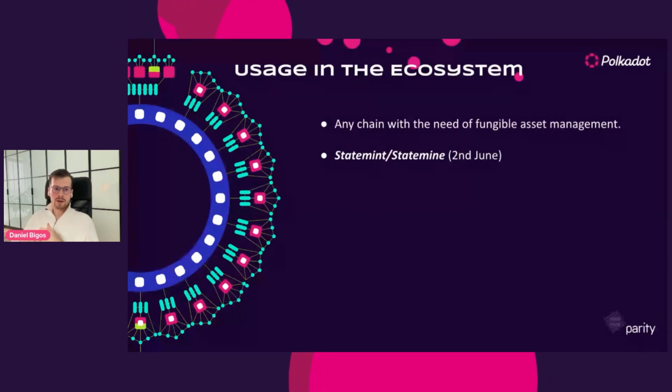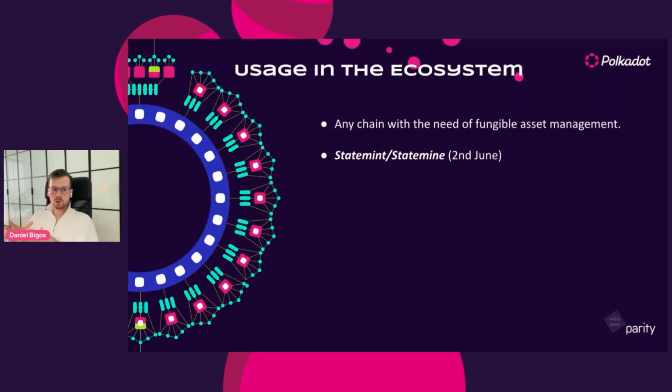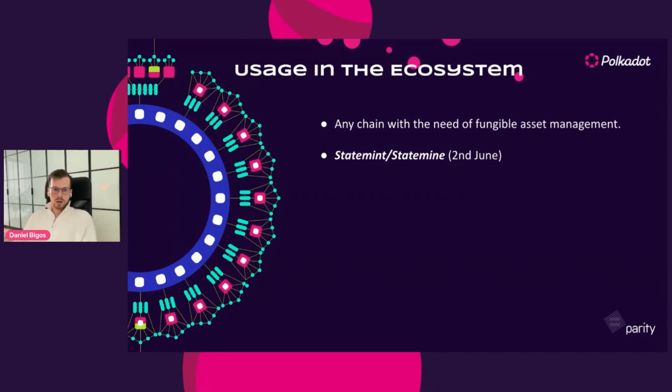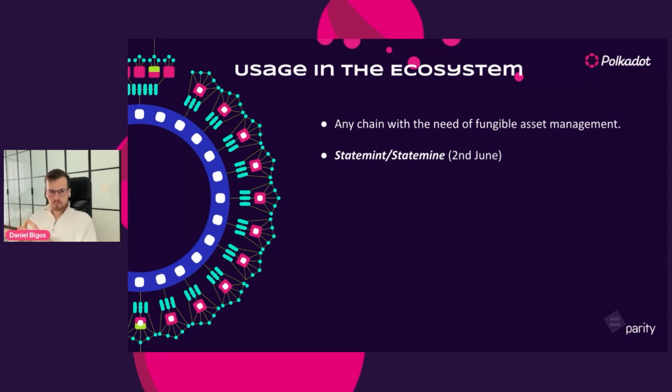The last thing to cover by me is about usage of the pallet in the ecosystem. So when someone needs to just play with fungible assets, he or she can just use the asset in the runtime. It can be in solo chain, it can be in parachain, it can be parathread in the future. So that's for regular asset usage, but also both in Polkadot and Kusama, we have dedicated parachains for playing with assets, both fungible and non-fungible.